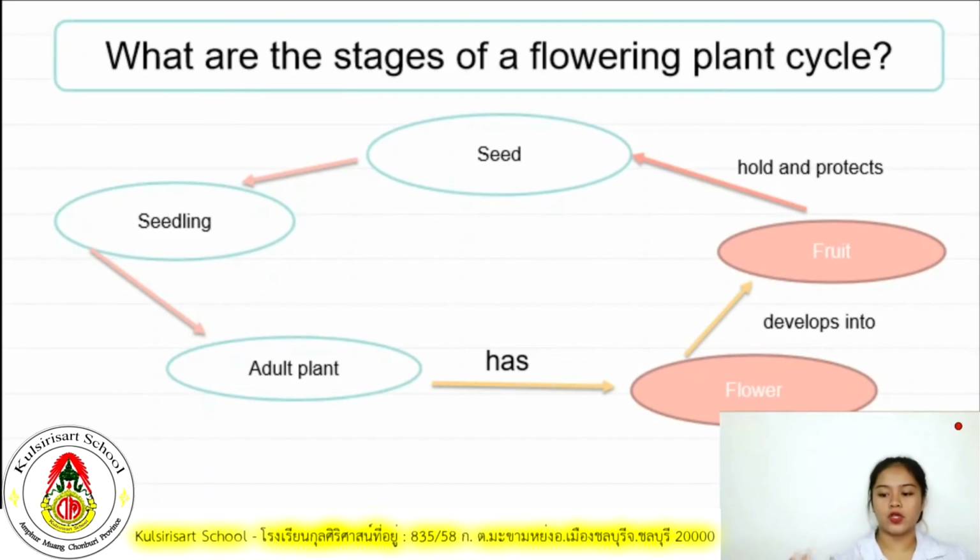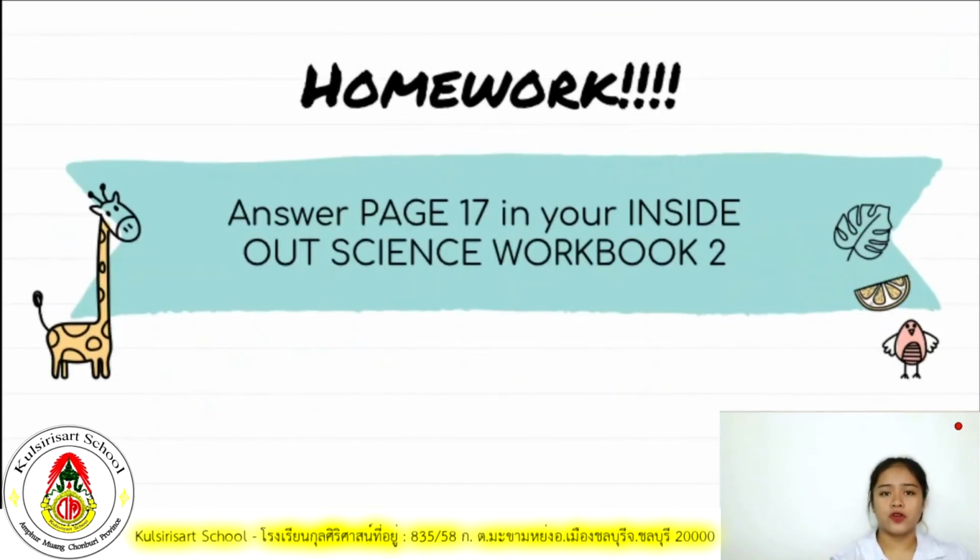Okay, very good. Now for your homework, I want you to answer page 17 in your Inside Out Science Workbook 2. Again, answer page 17 in your Inside Out Science Workbook 2. Did you understand? Alright, so that ends our discussion for today.